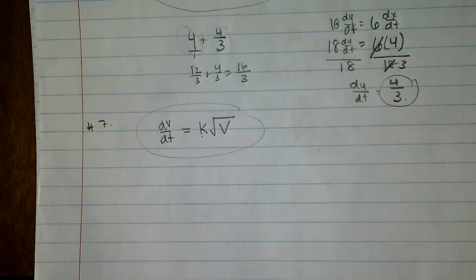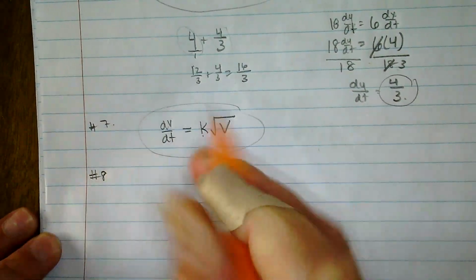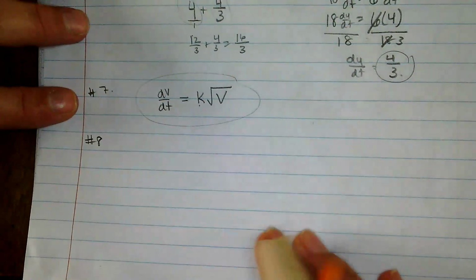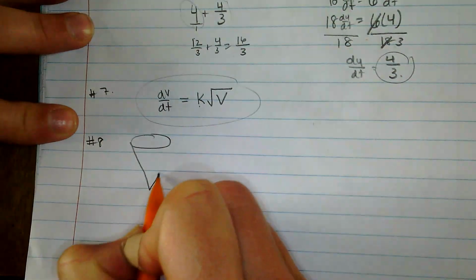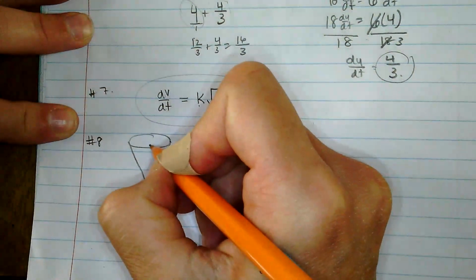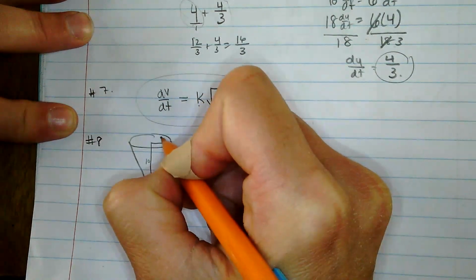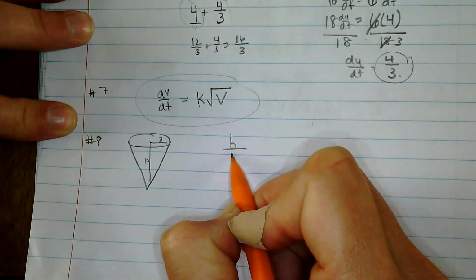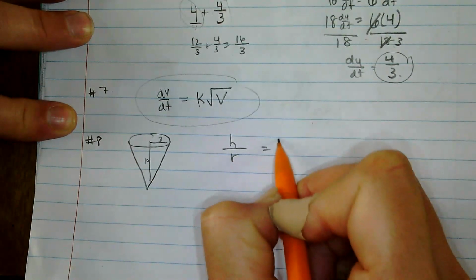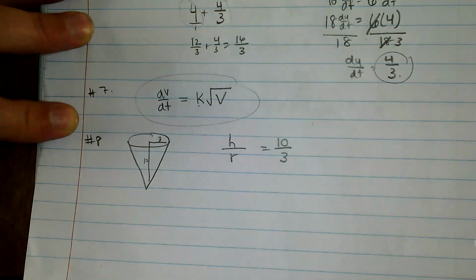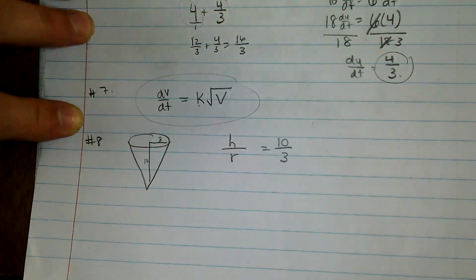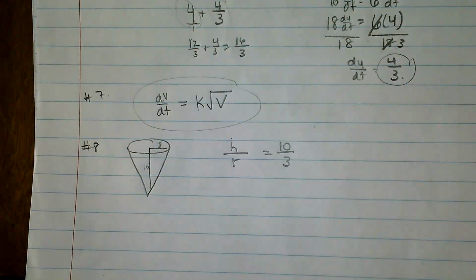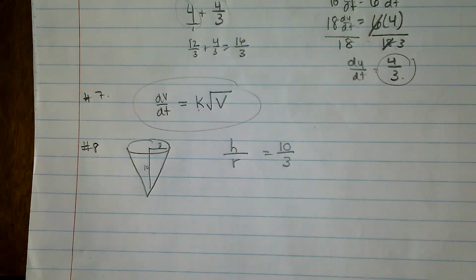And then number 8, a paper cup has the shape of a cone. I'm seeing this with a height of 10 and a radius of 3. So no matter where the water level is, the height of the water to the radius of the water is going to be 10 to 3, so we'll use that. If water is poured into the cup at a rate of 3 cubic centimeters per second and leaks out of the bottom at a rate of 1 cubic centimeter per second, how fast is the water level, h, changing?